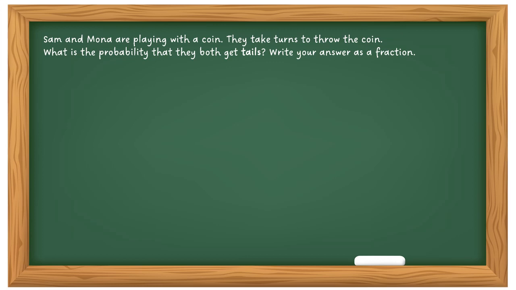Okay, so Sam and Mona are playing with a coin. They take it in turns to throw the coin. What is the probability that they both get tails? And it says write your answer as a fraction. Okay, so write it down. Okay, so you can see Sam throws the coin at first and he has a 1 in 2 chance of getting a tail. Okay, then Mona takes a turn to throw the coin and you can see she has a 1 in 2 chance.